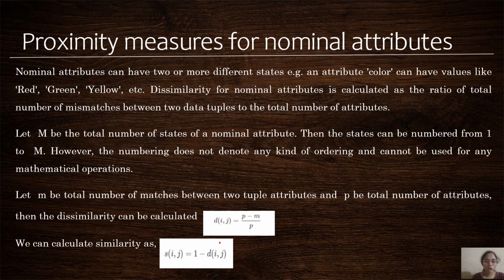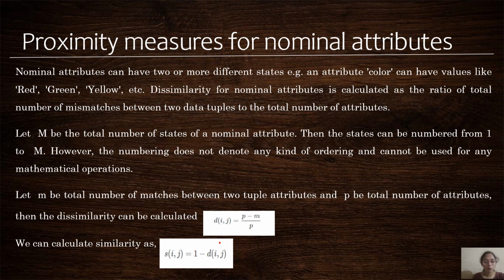Let me explain proximity measures for nominal attributes. Nominal attributes can have two or more different states. For example, an attribute color can have values like red, green, yellow, etc. Dissimilarity for nominal attributes is calculated as the ratio of the total number of mismatches between two data tuples to the total number of attributes. Let m be the total number of states of a nominal attribute, then the states can be numbered from 1 to m. However, the numbering does not denote any kind of ordering and cannot be used for any mathematical operations.